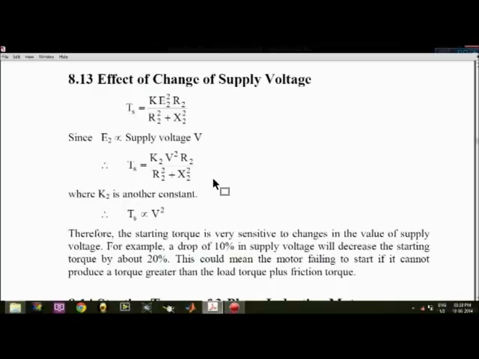Therefore you must know this: the starting torque is very sensitive to changes in the value of the supply. A drop of 10% in supply voltage will decrease the starting torque by about 20%. This could mean the motor fails to start if it cannot produce a torque greater than the load torque plus the frictional torque.